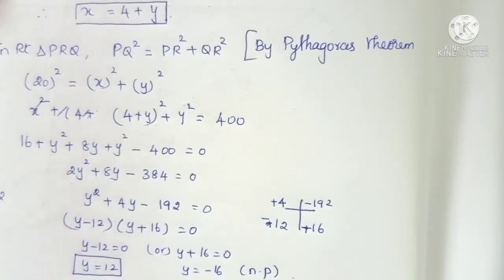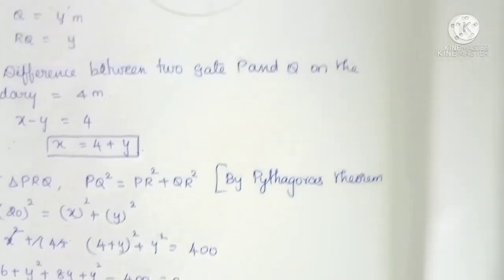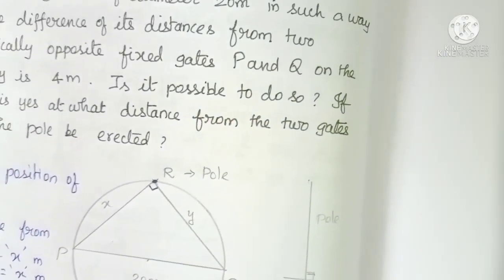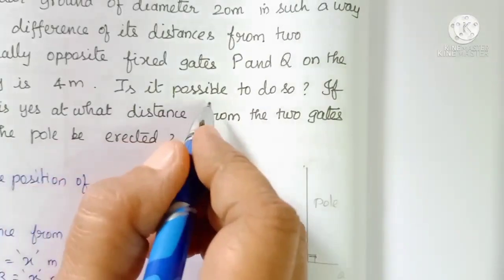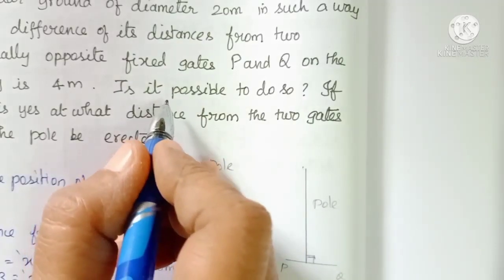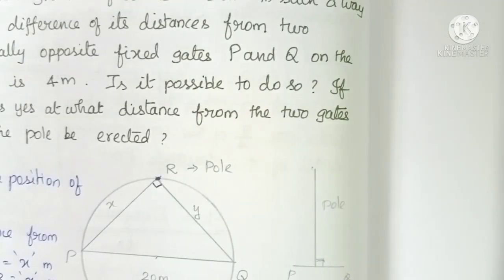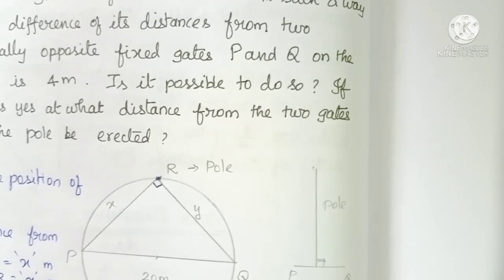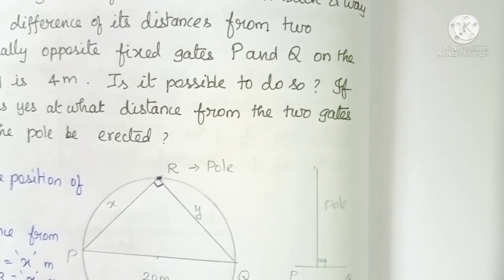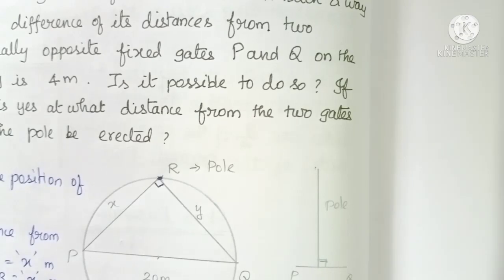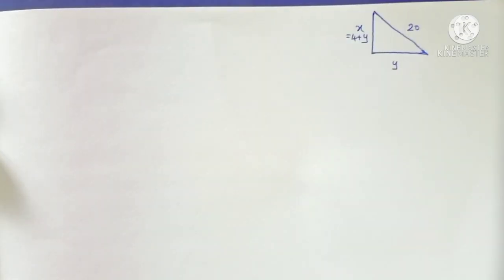Now we are going to check the first part, that is what they ask in the question. What did they ask in the question? Is it possible to do so? So first we need to check whether it is possible. Because we found 2 values, we automatically skipped one value because it is negative. Now we need to check whether y is equal to 12 is correct or not. Now we can check that condition. Is it possible to do so?